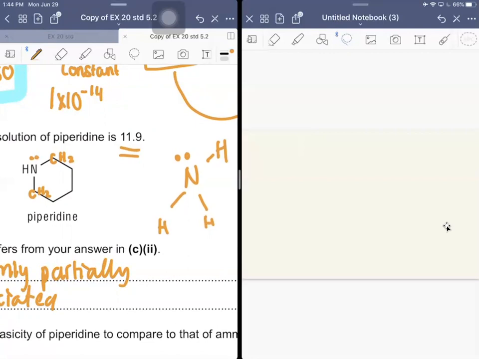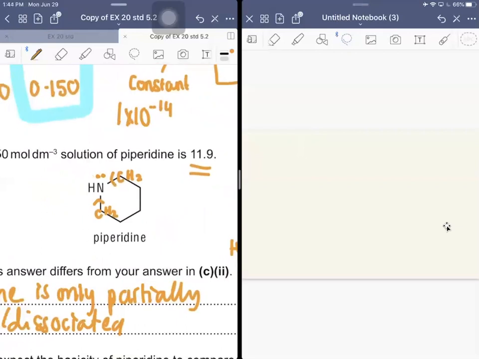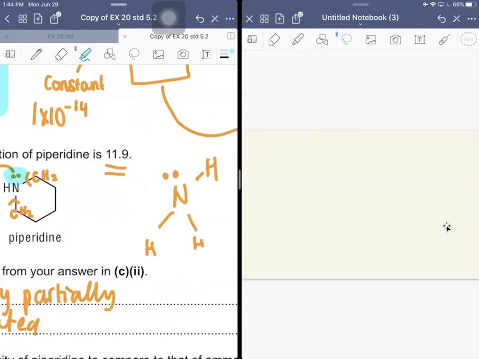In piperidine, you have 2 CH2 groups, which look like an alkyl group. By now, you should already know that an alkyl group is an electron donating group. When it comes to basicity, we want to talk about how available this lone pair is to attract your H plus. If your lone pair is very available, then we say that it is more basic. If your lone pair is less available or less attractive to the H plus, we say it is less basic.